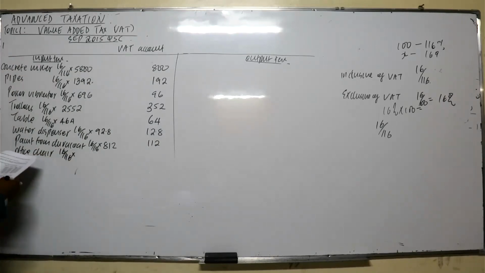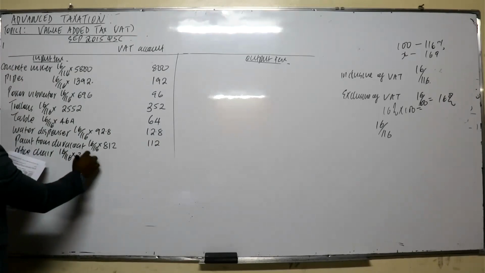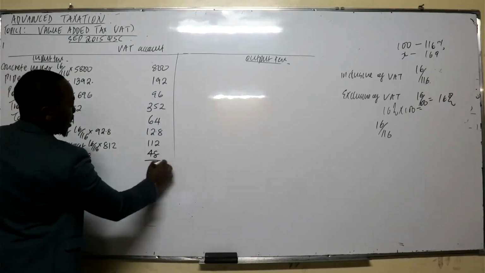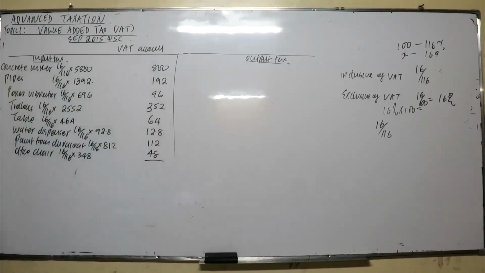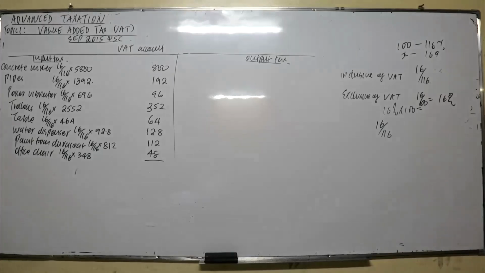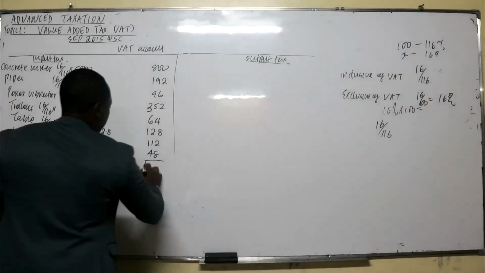Number 10, office chair. 16 over 116 of 348. You get 48. Now give me the total input tax. The total input tax. You get 1676.8.